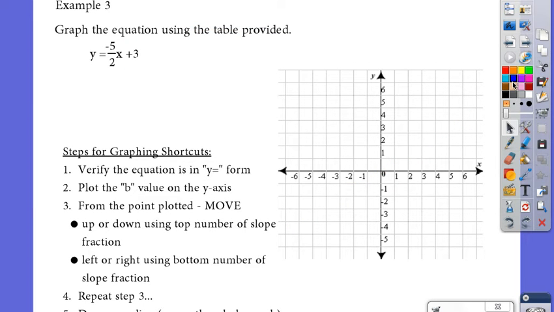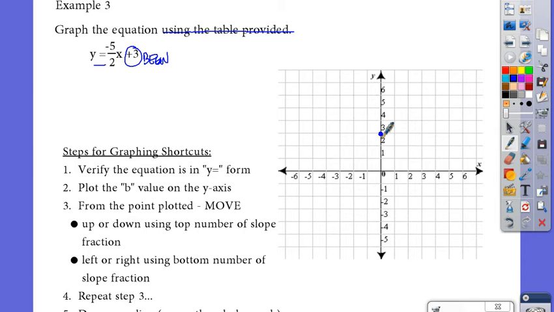And one more example here. We're going to do y equals negative 5/2 x plus 3. So we're going to get a look at a negative slope here. That makes them a little different. It's y equals form, so we're okay. This is our beginning value, so we begin at 3. So I go up 3 and plot my point.